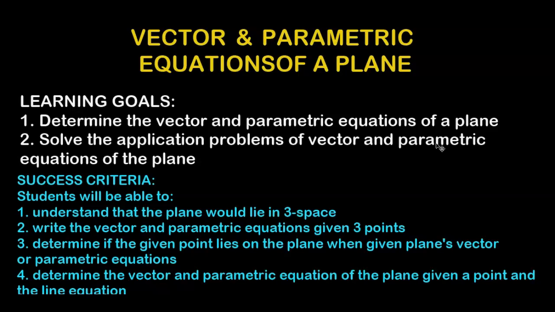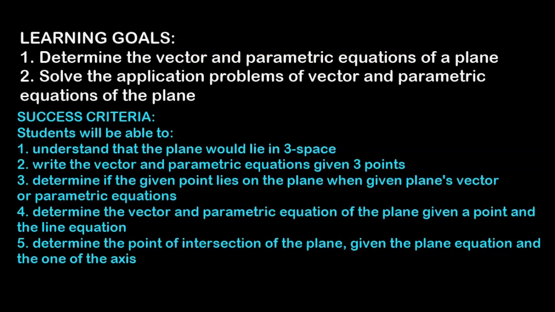The students will be able to write the vector and parametric equations given 3 points. Students will be able to determine if the given point lies on the plane when given plane's vector or parametric equations. Students will also be able to determine the vector and parametric equations of the plane given a point and the line equation. And finally, students will be able to determine the point of intersection of the plane given the plane equation, be it vector or parametric equation, and one of the axes.